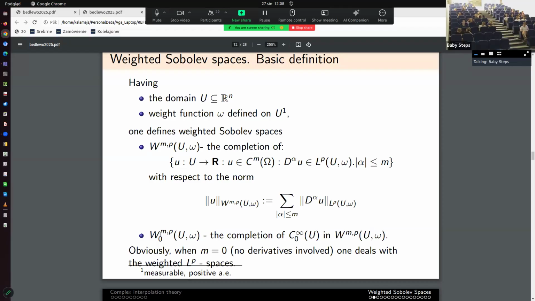Sorry, no. I'm not asking about whether W_0 and W are the same. I know that they are not, but I'm asking if in this definition of W^{m,p}, you would define it using functions u which belong to C infinity, not C^m, but C infinity, without the subscript 0. So smooth functions, but not necessarily vanishing near the boundary.